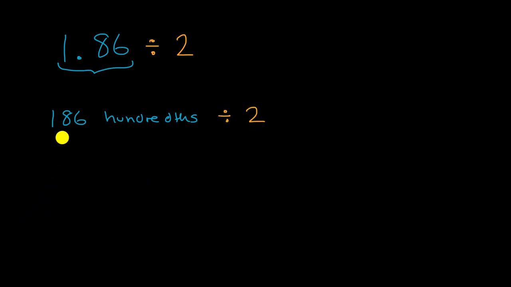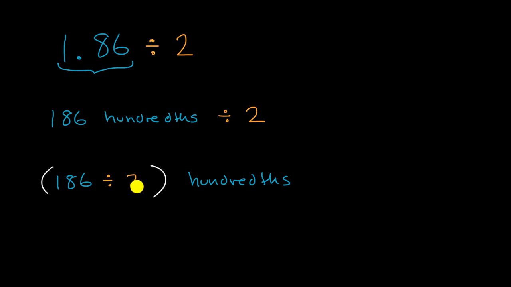Now, if you're dividing 186 of something by 2, well, it's just going to be 186 divided by 2 of that something. So we could rewrite this as 186 divided by 2. And then that's the number of hundredths this is going to be. So I'll put that in parentheses. So it's going to be that many hundredths. All right. So what is 186 divided by 2?